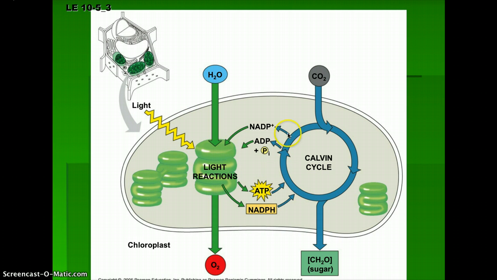And coming out of this, we have NADP+, which will then come back into the light reactions and pick up a hydrogen and electron to form NADPH again. And coming out of the Calvin cycle, we have ADP plus that phosphate group, which then will come back into the light reactions where chemiosmosis occurs and will form more ATP.